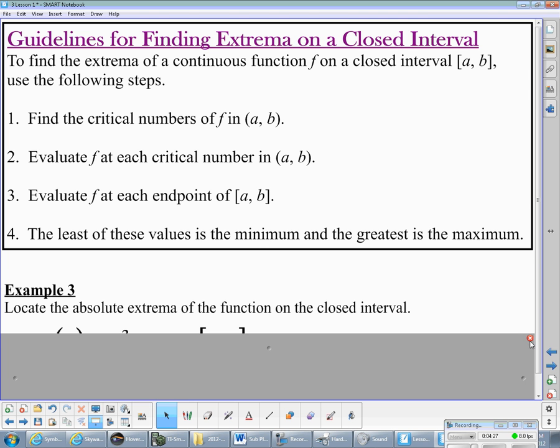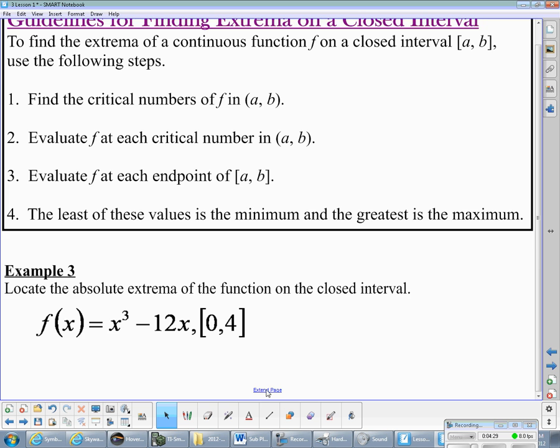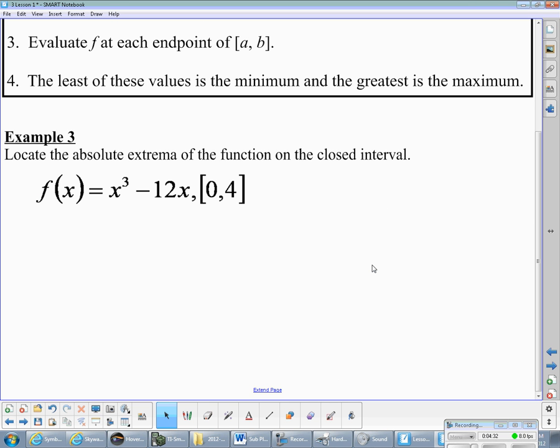All right, so example 3, what we're going to do here is locate the absolute extrema of the function on this closed interval from 0 to 4. And this is actually a pretty easy derivative to take, so we'll see how we go here. The derivative, f prime of x equals 3x squared minus 12. Now, it's very possible I'll make a mistake. Hopefully I won't, because no one is double checking as I teach this to you. So we'll see.